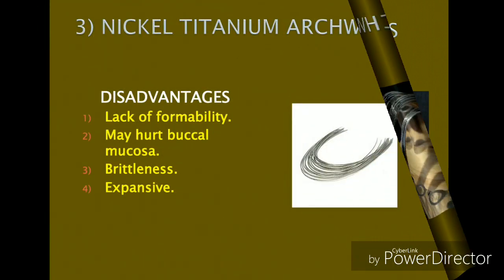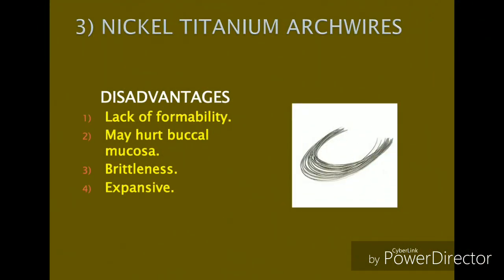The lack of formability is a major disadvantage in case of nitinol wires because of the procedures where first, second or third order bends have to be given in the arch wires. In cases of fine tuning of the tooth movement, it becomes very difficult in case of nitinol arch wires. Nitinol possesses springiness, which means that the wire can shift from one side to the other and may hurt the buccal mucosa.